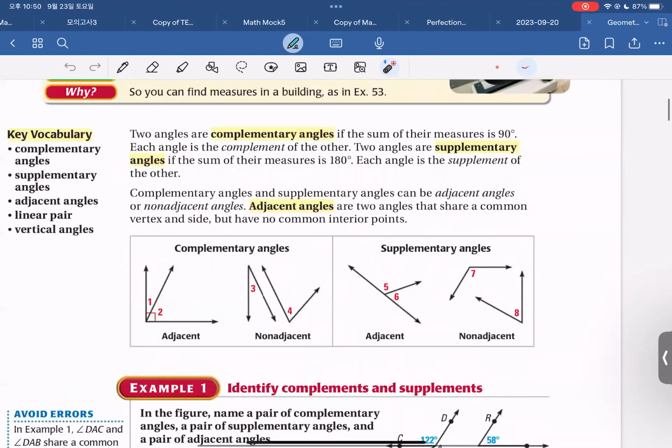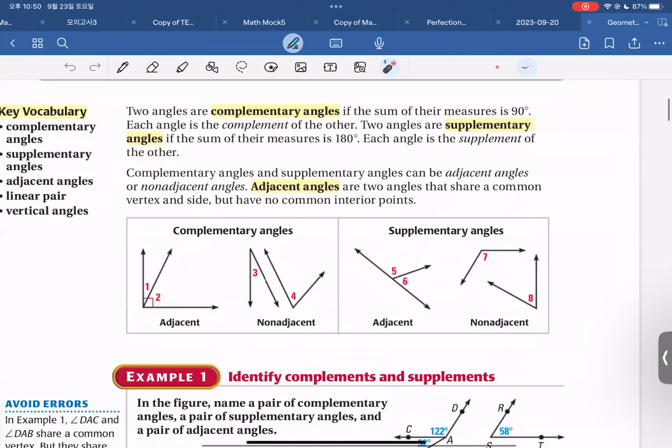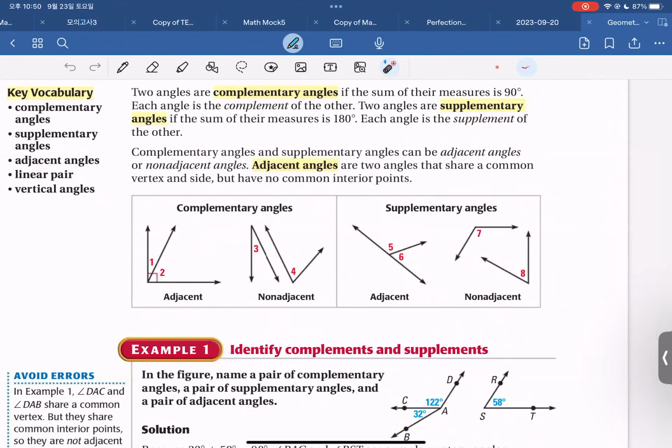And two angles are supplementary angles if the sum of their measures is 180 degrees. So maybe an example can be 100 plus 80, which would be a pair of supplementary angles because they add up to 180. And complementary angles and supplementary angles can be adjacent angles or non-adjacent angles as well.